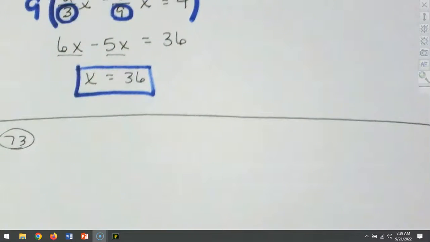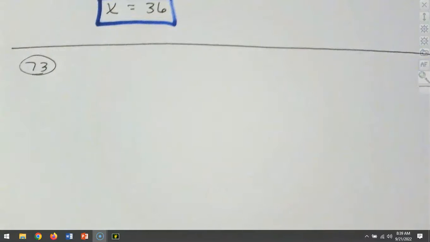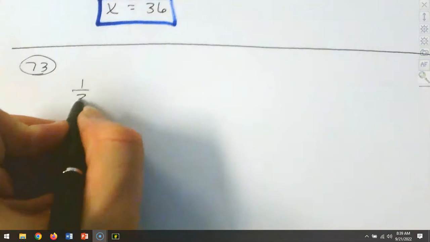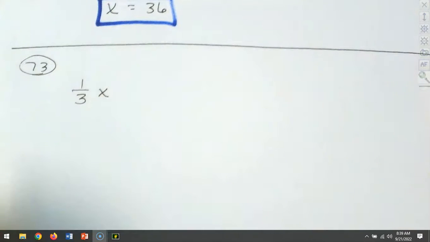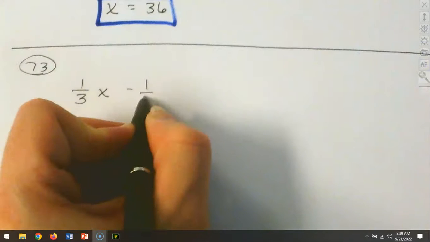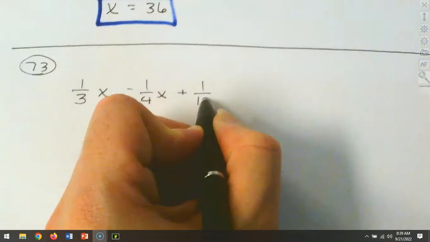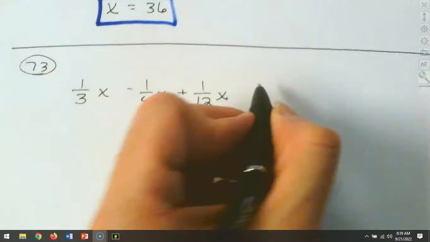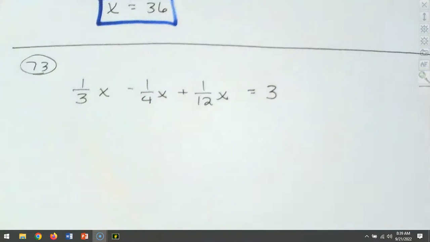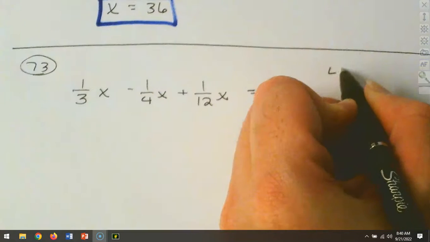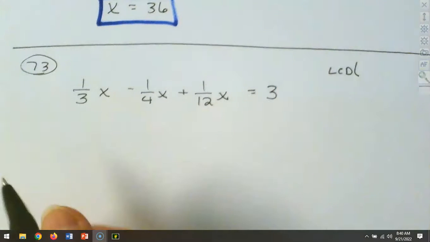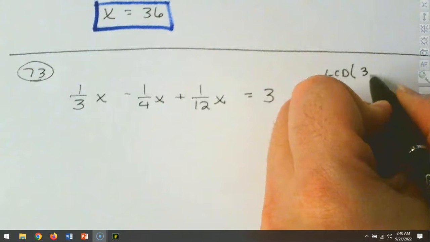Question 73 is next. We've got 1/3 x minus 1/4 x plus 1/12 x equals 3. Okay, so we need to start off with our least common denominator. What's the least common denominator of 3 and 4?